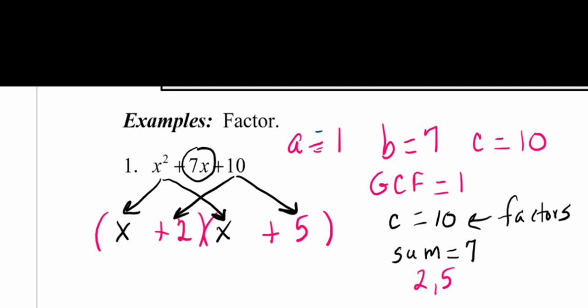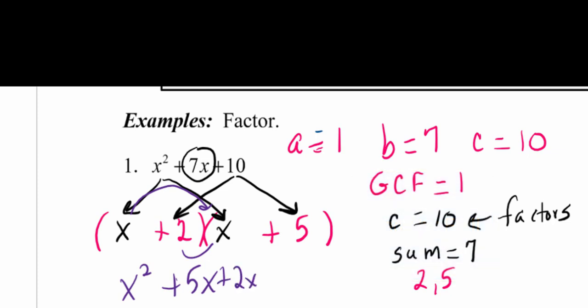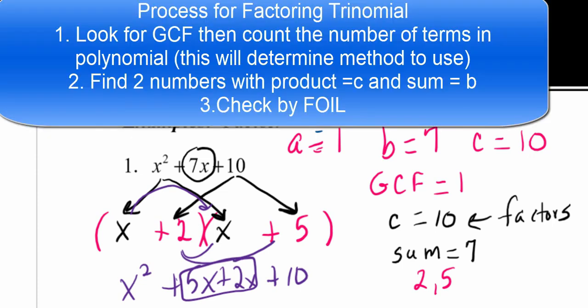Now let's check this. And how do we check that? Well, that's FOILing, isn't it? So notice that we would get x squared, and with our outers we would get 5x, and with our inside we would get 2x, and with our last we would get plus 10, and these middle terms do indeed add up to the 7x. So you notice the process we did. We look for a greatest common factor, we count the number of terms, there's 3, the a is 1, we put our sets of parentheses, and then we look for 2 numbers that multiply to c but add up to b, to the middle term.